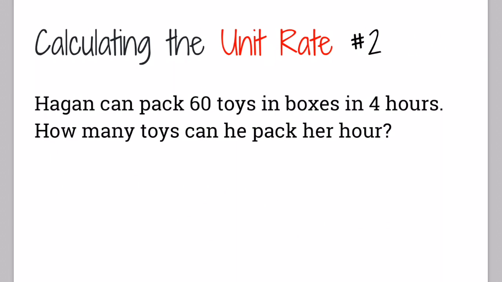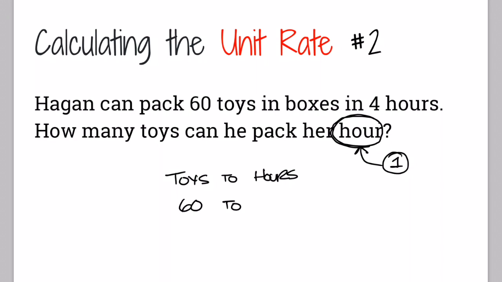Okay? Let's take a look at a second problem. It says Hagen can pack 60 toys in boxes in 4 hours. How many toys can he pack per hour? Once again, this is the per hour. The question is telling us I want this to be the number 1. So let's set up toys to hours. Now we've got 60 to 4. That's my ratio.